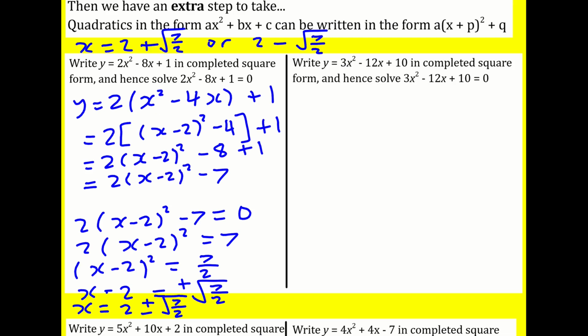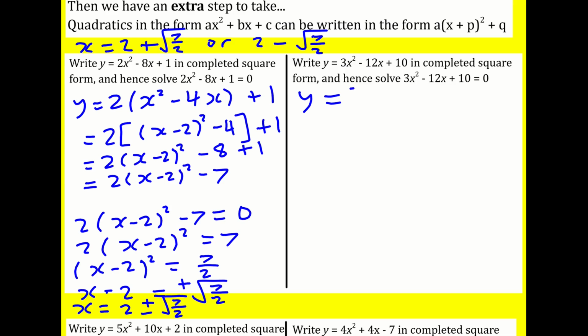All right, how are you feeling about that? I hope it's okay. Assuming you can remember how to complete the square, it should be okay from here on. It's just this initial step that you've got to remember to do. Okay, try this one yourselves. Pause the video and then I'll go through it.